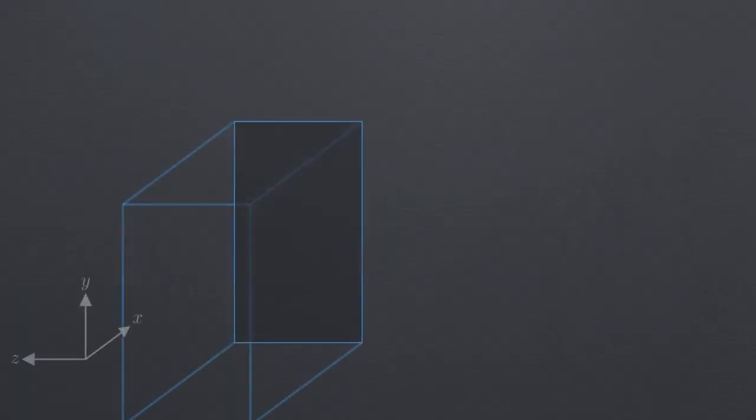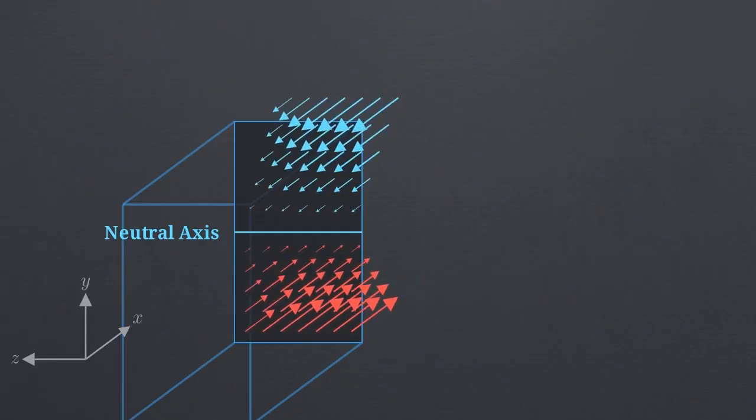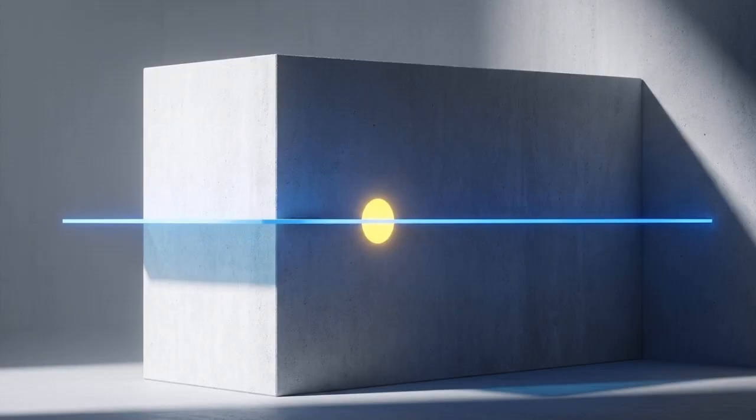We isolate a microscopic area, dA, distance y from the center. To maintain horizontal equilibrium, every push in the compression zone is cancelled by an equal pull in tension. Across the entire face, these microscopic forces must equal exactly zero. For this mathematical balance to be possible, the neutral axis, the line of zero stress, must pass perfectly through the centroid, or geographic center, of the shape.